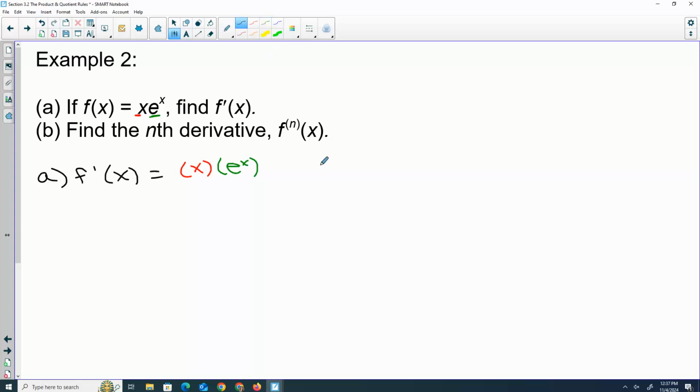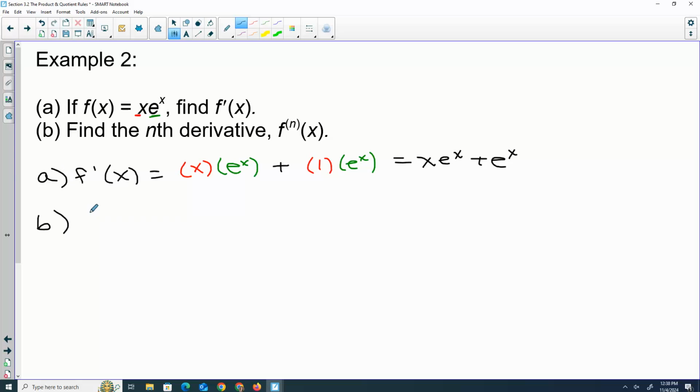Plus the derivative of the first one, what's the derivative of x? 1. Times the second, which was e to the x. So we get x e to the x plus e to the x for our derivative. You basically just got more. It did. So polynomials get smaller as you do the derivatives, but that's not the case with everything. This one got more complicated.